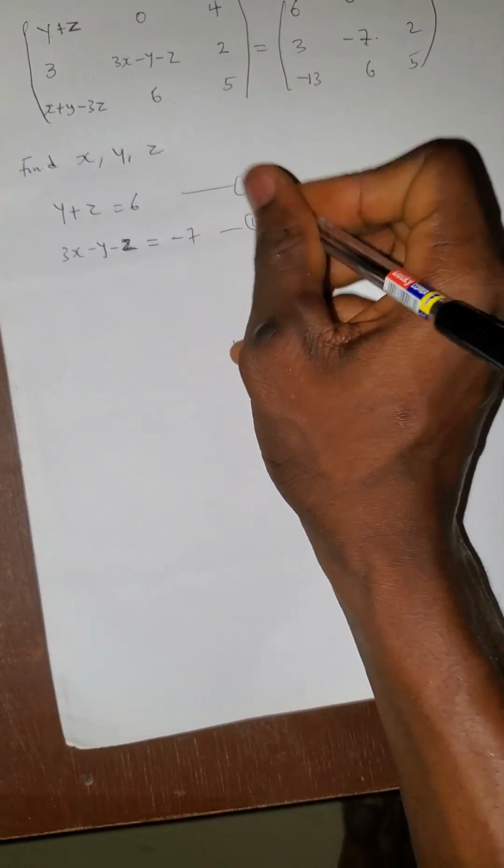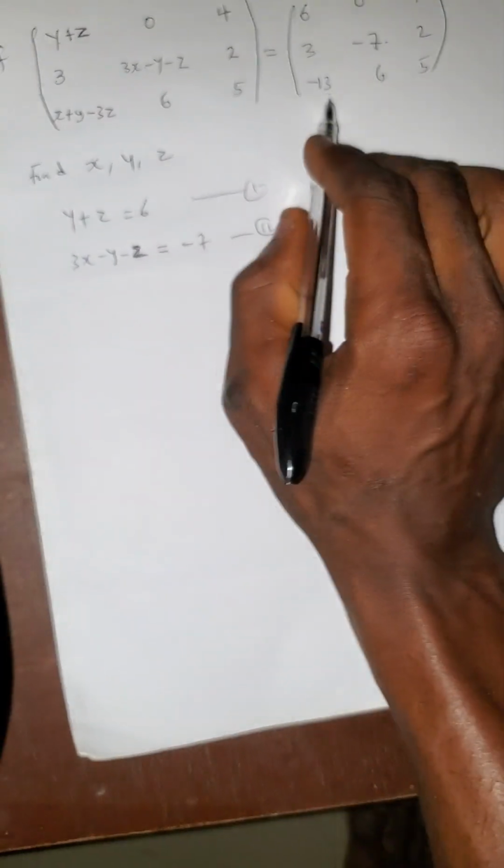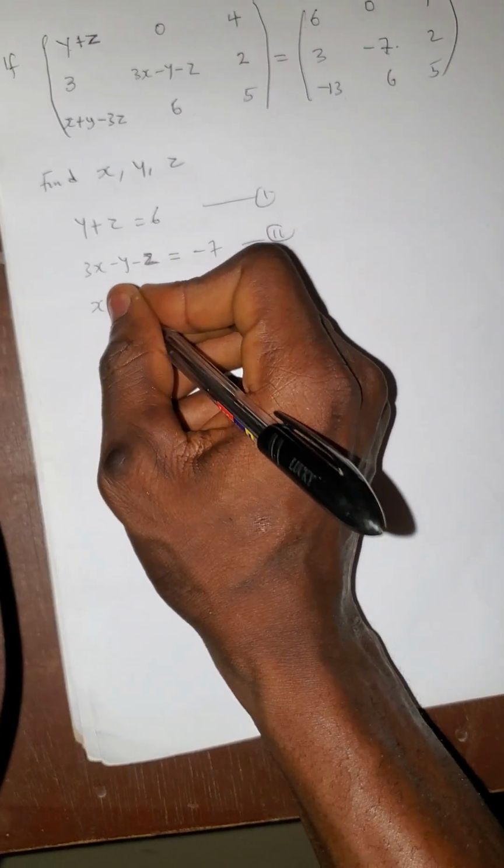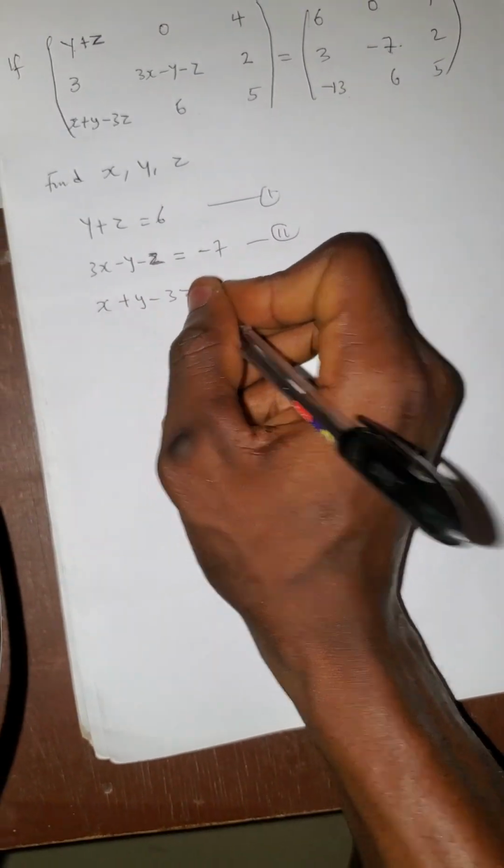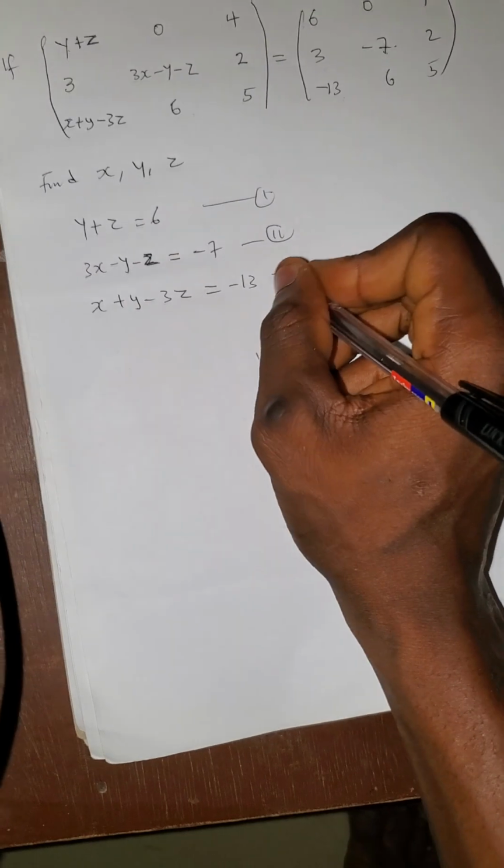This is equation 2. 2 is equal to 2 here. This one is equal to this as well. That means we have x plus y minus 3z is equal to minus 13. Equation 3.